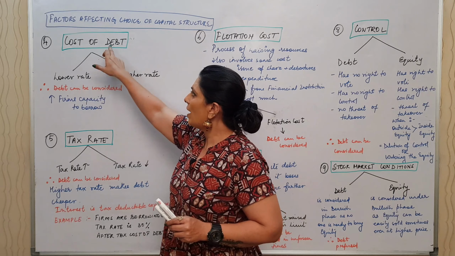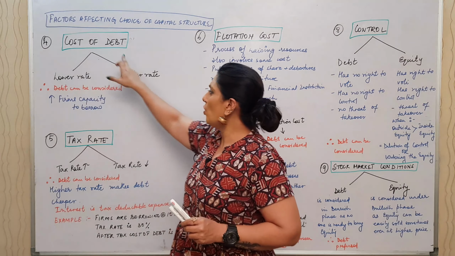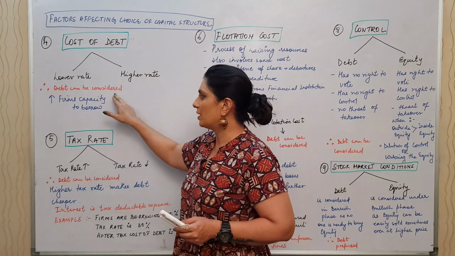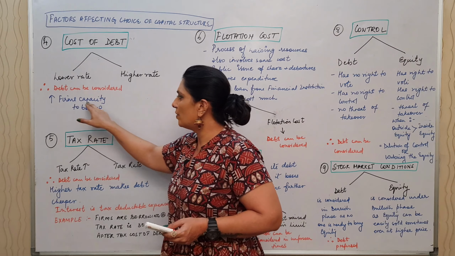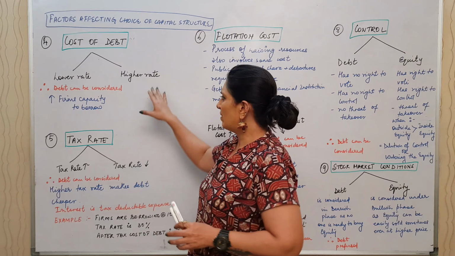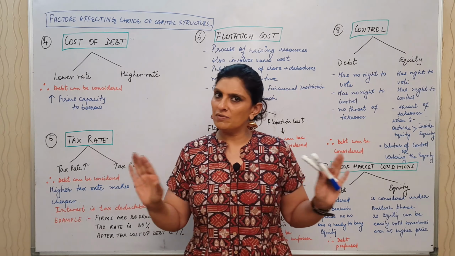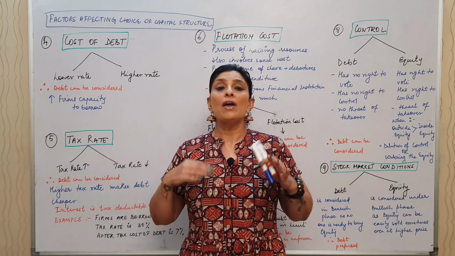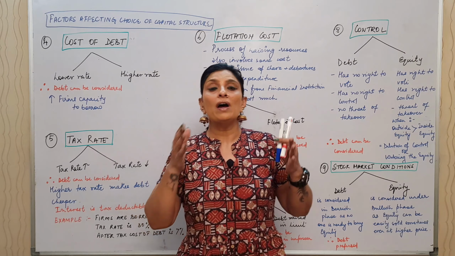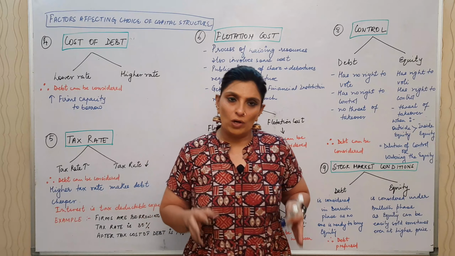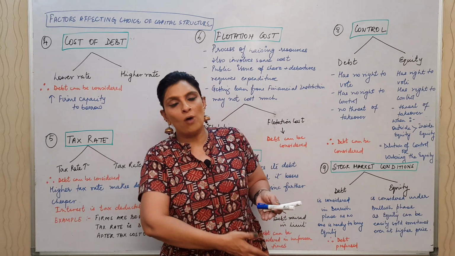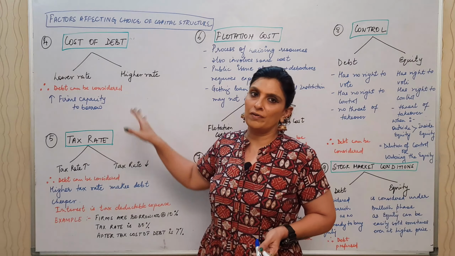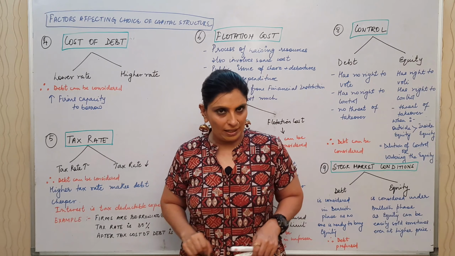Now, you may have a lower rate of debt or a higher rate of debt. If you have a lower or cheaper rate of debt, that can be considered because it increases the firm's capacity to borrow. But when the debt is expensive, we do not want to consider debt. We may consider equity or may not, that is a different choice. But here we are talking about the mix of debt and equity. Equity we already have. We are talking about what percentage of debt we shall get. So in consideration of cost of debt, only when it's cheaper do we get it.